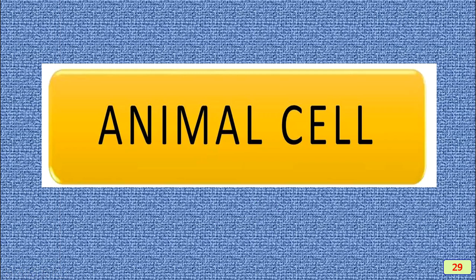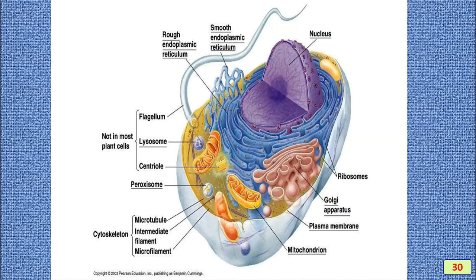Then let us learn much more about the animal cell. This is the cross section of an animal cell, and we can see that it contains the rough endoplasmic reticulum, smooth endoplasmic reticulum, then the nucleus. The nucleolus is present inside the nucleus. Then the lysosomes are also present, with centrioles. Then this is the flagellum, which is present in a few of these cells, not all. Flagella are the tail-like structures.